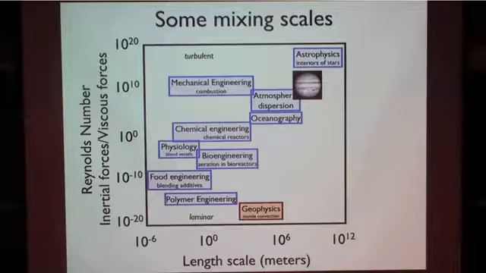If we go up, I put Jupiter on here in honor of the Juno mission, which just went into orbit around Jupiter. So Jupiter's mixing scale would be somewhere up in here. Astrophysics, oceanography and atmospheric dispersion are up here in the turbulent regime as well. And so that means that we can't really use analogies from oceanography and atmospheric science to understand mixing in the mantle. So bear that in mind.